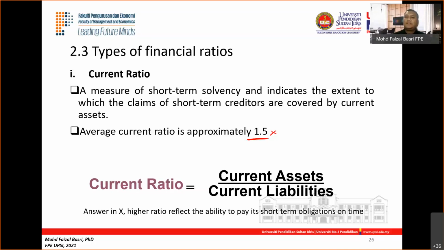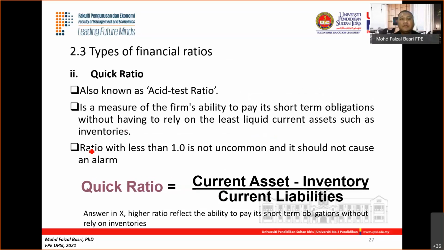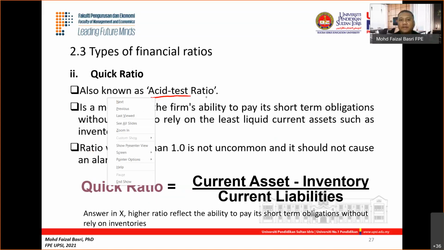Okay, kalau tak ada, let's move on to the next one. So this is the first one, current ratio. For the second types of liquidity, we are still in liquidity. The first category baru ni. After current, we have quick ratio, also known as acid test ratio. So this is the alternative name there, acid test ratio.